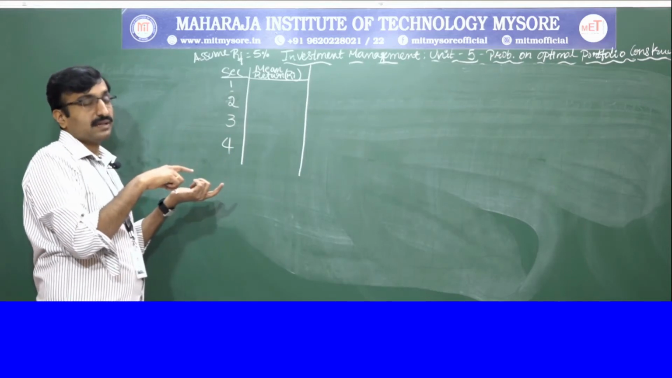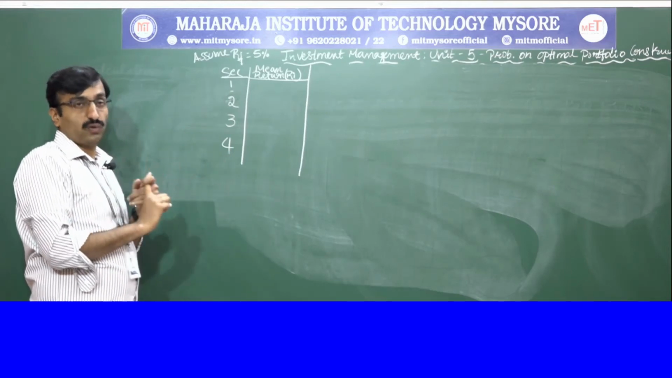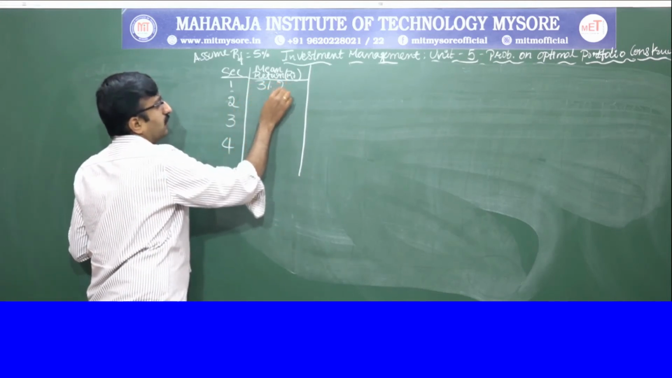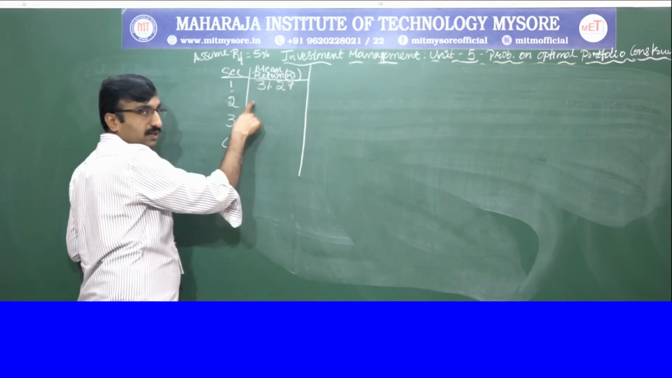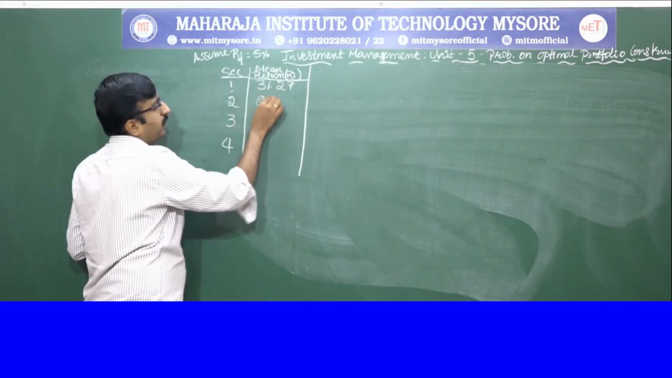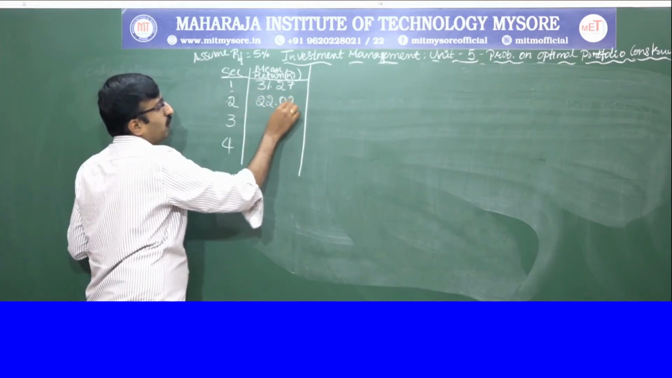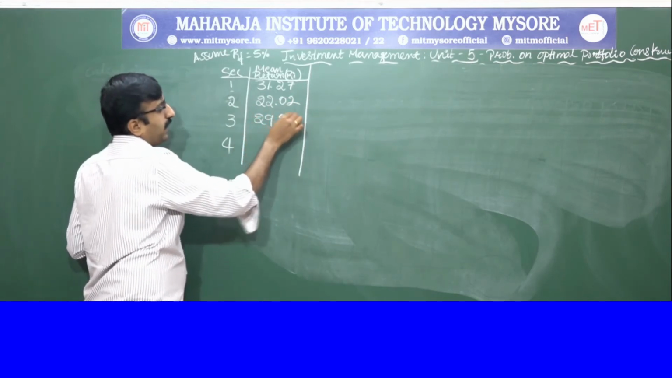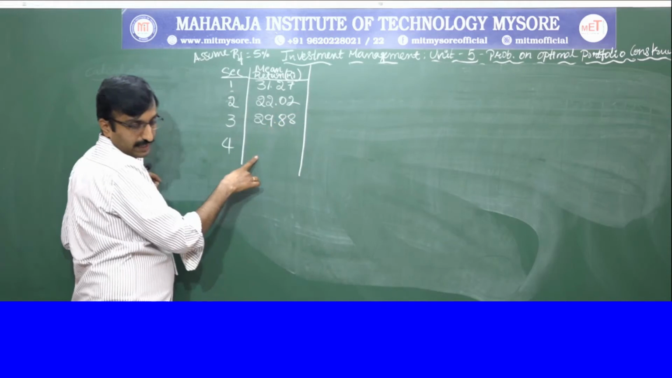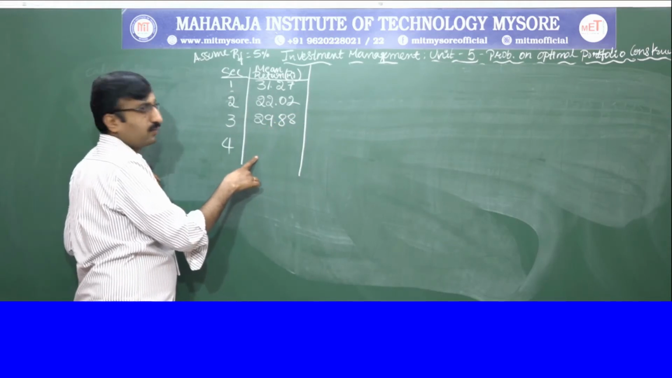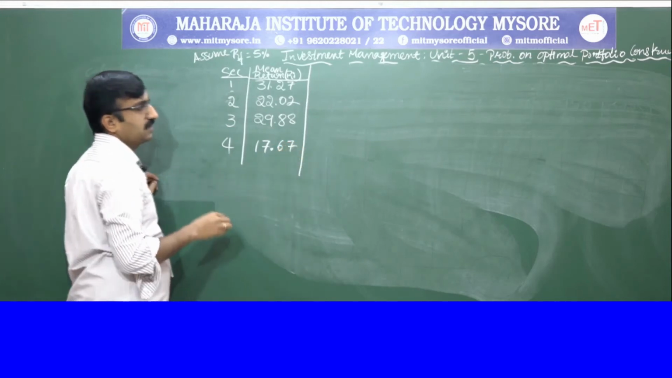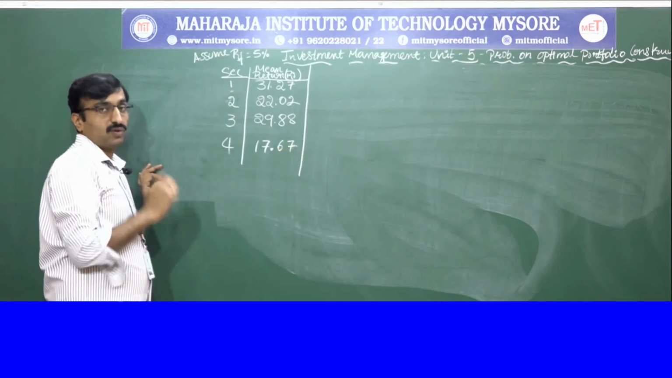Go back to the previous table. We have done it in the portfolio return. So, you take the same. So, we got 31.27 for the first security, then 22.02 for the second security, then 29.88, and the last one is how much we got? 17.67%. This is the mean return we have got.